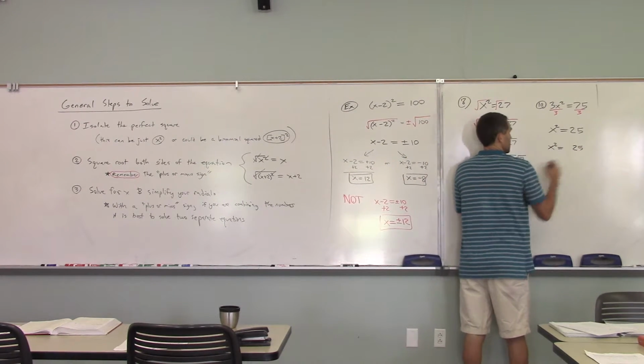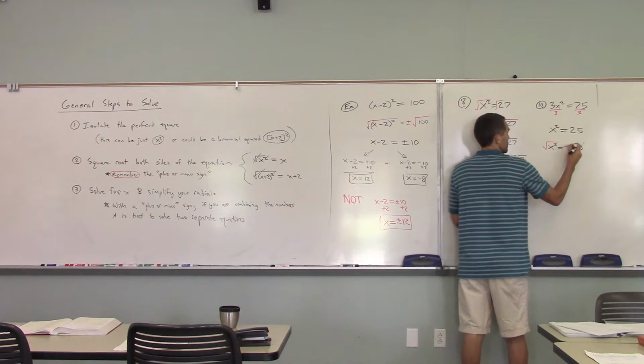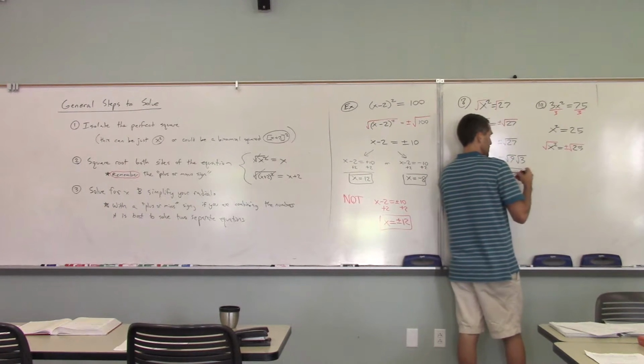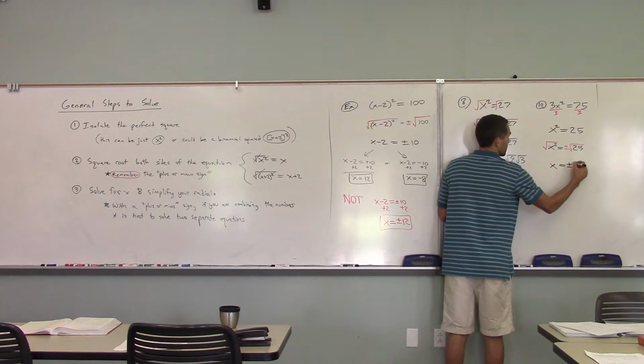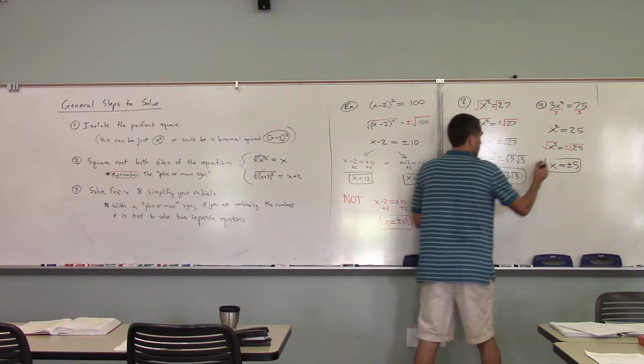Plus or minus square root of 25. There we go, which will be x equals plus or minus 5. There we go, done. There's no more simplifying to do there.